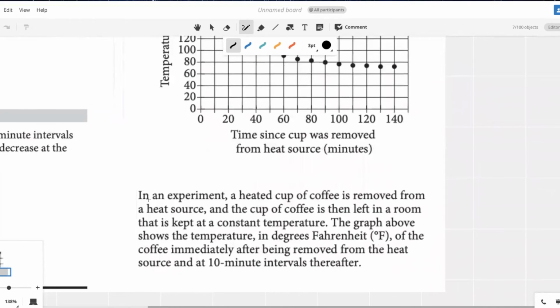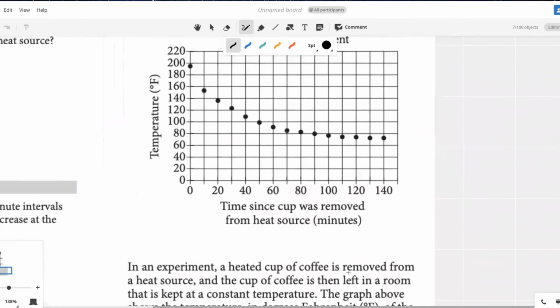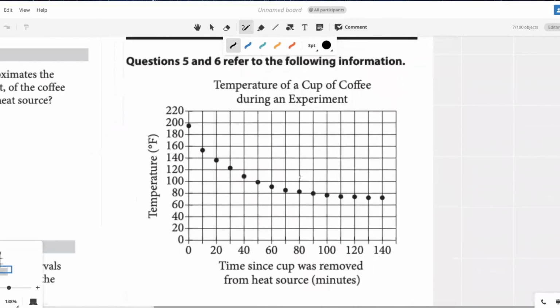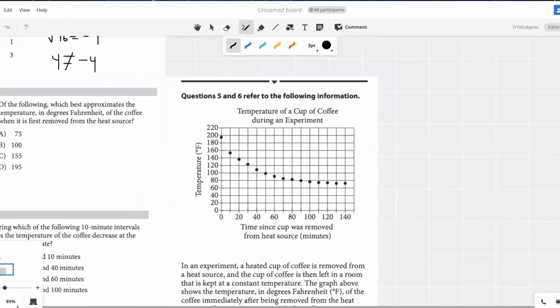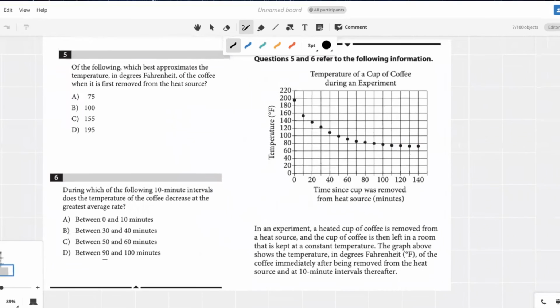In an experiment, a heated cup of coffee is removed from a heat source, and the cup of coffee is then left in a room that is kept at constant temperature. The graph above shows the temperature in degrees Fahrenheit of the coffee immediately after being removed from the heat source and at 10-minute intervals thereafter. So this graph is a temperature over time graph. The y-axis is temperature in degrees Fahrenheit, and the x-axis is the time since the cup was removed from the heat source. This is going to be very important for when we solve these two questions.